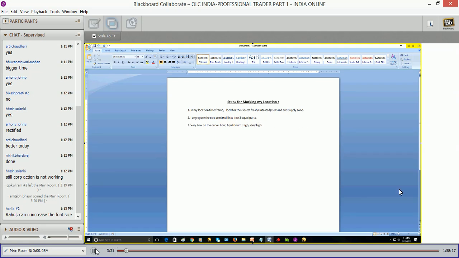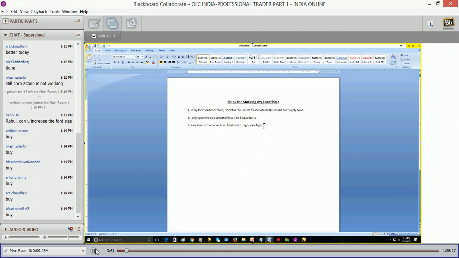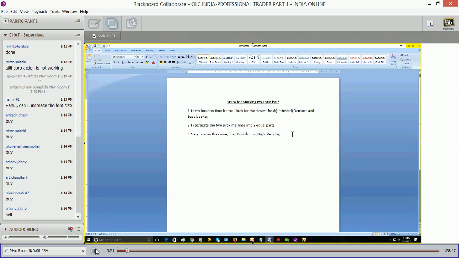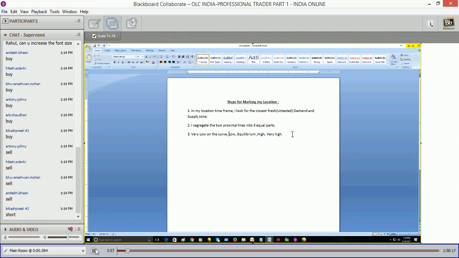Question to all of you, what we discussed yesterday. At the lower end of the curve, are we looking to buy or are we looking to sell? In the lower end of the curve, absolutely we are looking to buy. In the higher end of the curve, are we looking to buy or are we looking to short? We are looking to short or short sell at the higher end of the curve.